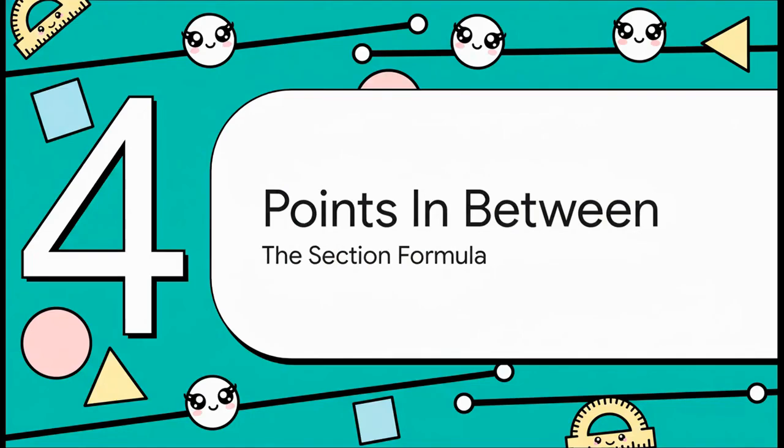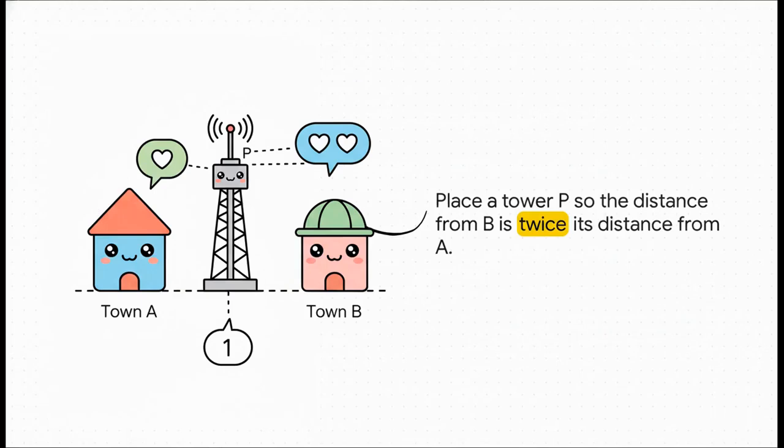So we can measure lines, no problem. But what if we need to find a specific point on a line? A point that splits it up in a very specific way. For that, we're going to need a new tool. Let's go back to our towns for a second. Imagine a phone company needs to put a relay tower on the line connecting town A and town B. But here's the catch. It has to be placed so that its distance from town B is exactly twice its distance from town A. That means this tower divides the line in a 1-to-2 ratio. How in the world do you find the exact coordinates for that tower?